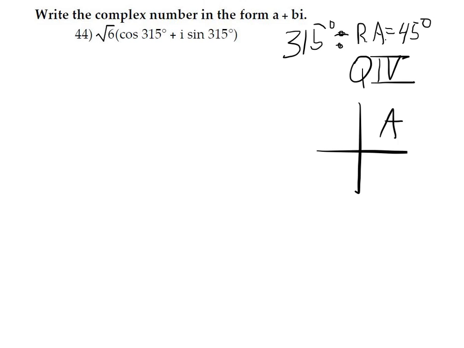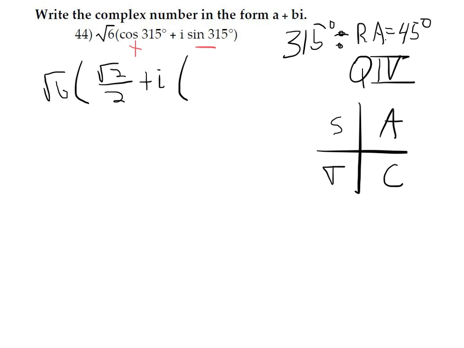So all students take calculus. We're in quadrant 4, so cosine will be positive and sine will be negative. All right, let's now compute this. We have square root of 6 times, what's cosine of 45 degrees? Square root of 2 over 2, and it's positive. Plus i times sine of 45 degrees, but negative, is negative square root of 2 over 2.